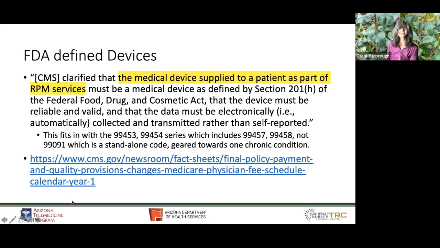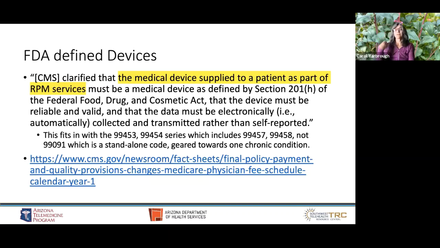So the FDA defined device. It does say it's a medical device supplied to a patient as part of RPM services. Supplied to a patient gives you that sense like, okay, the practice expense of that 99454, I have to give you, I'm the provider, I'm the clinic, it's my practice expense. I am supplying that to you as part of that. And it must be a medical device defined by section 201H, basically.